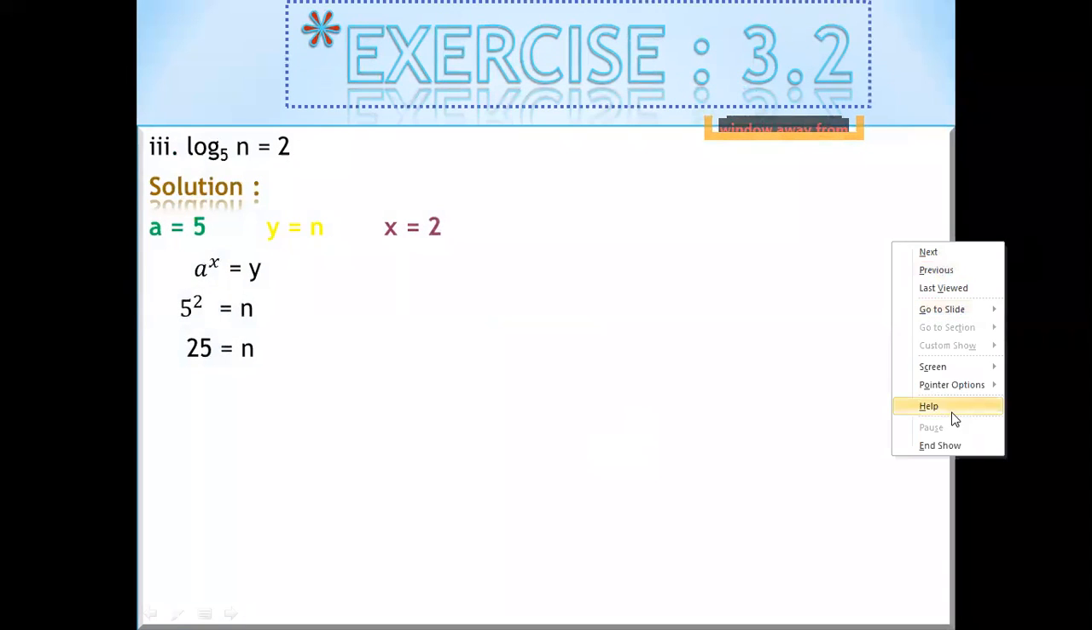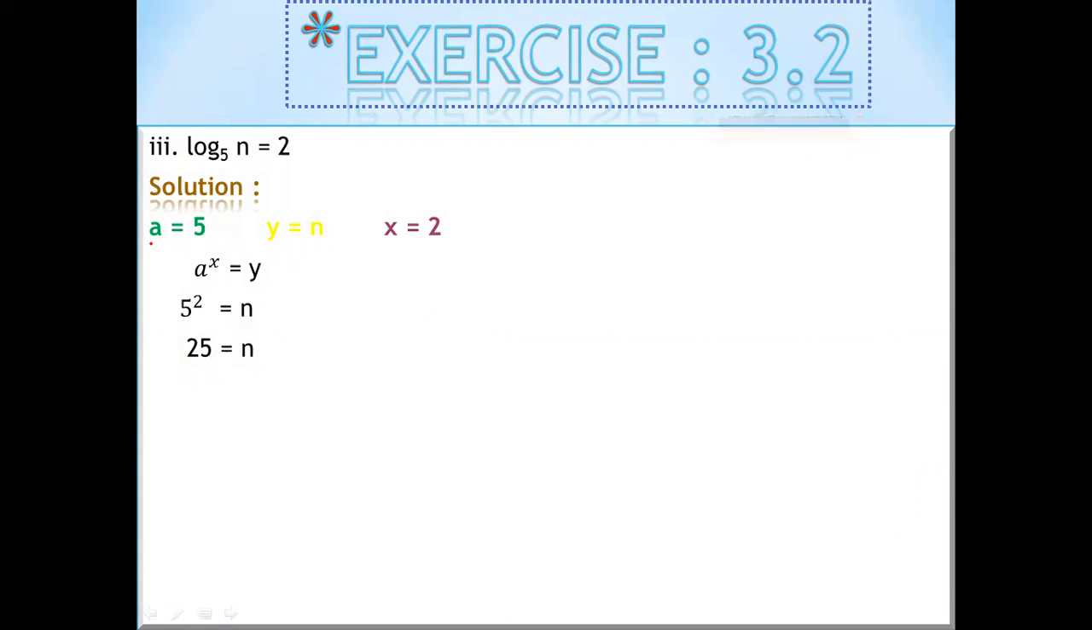In the third part, log to the base 5 of n is equal to 2. Now we have a is 5, y is n, and x is 2. By putting the values in the formula, a raised to the power x is equal to y, 5 raised to the power 2 is equal to n. Directly you take the square of 5, which is 25, and the required answer is n equal to 25.